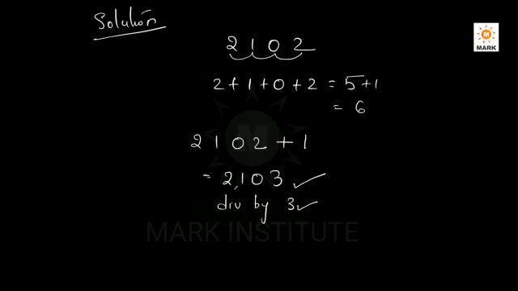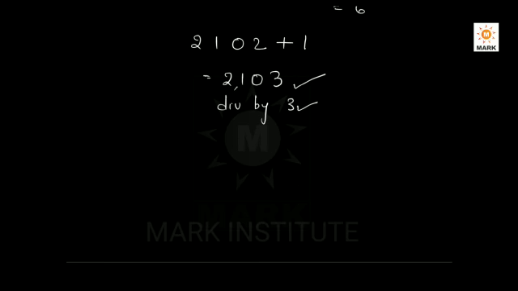Suppose, my dear friends, in the same case, what should be added to 2102? The number is the same. Suppose the question is that 2102 should be divisible by 9, and the options are 1, 2, 3, 4. What should be added? The same technique applies for 9 also.